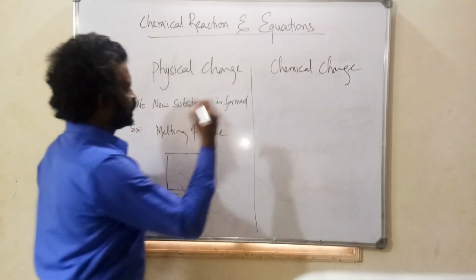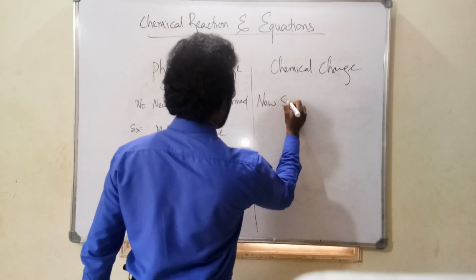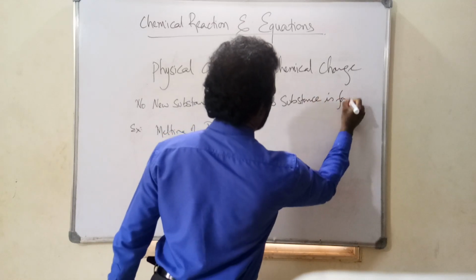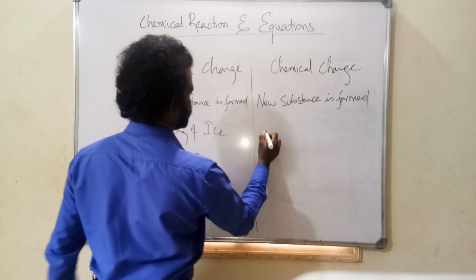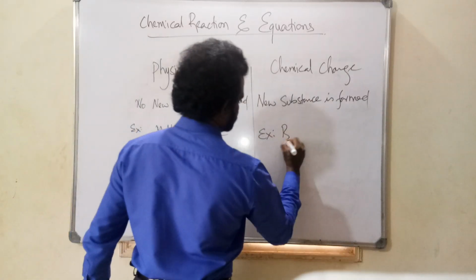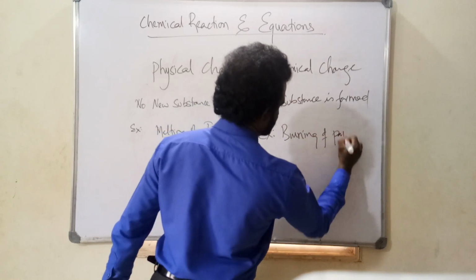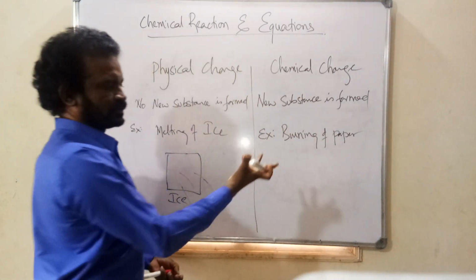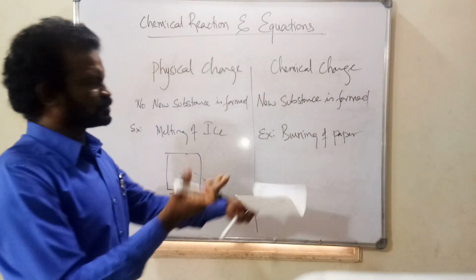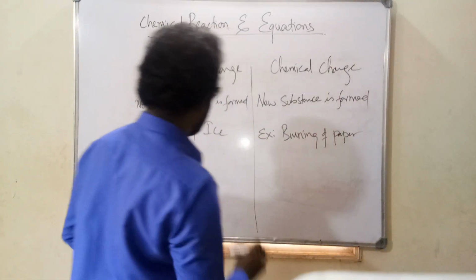Correct? Now, in chemical change, a new substance is formed. Example, burning of paper. Is it clear? If you burn the white paper, it becomes black. Correct? So a new substance is formed. Is it clear?